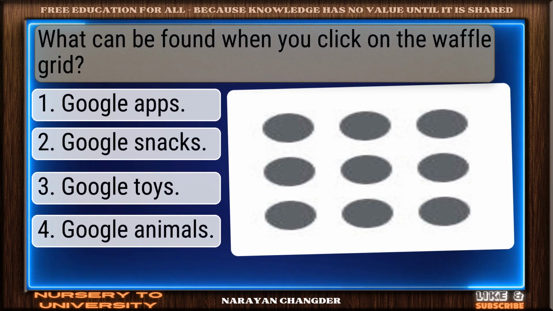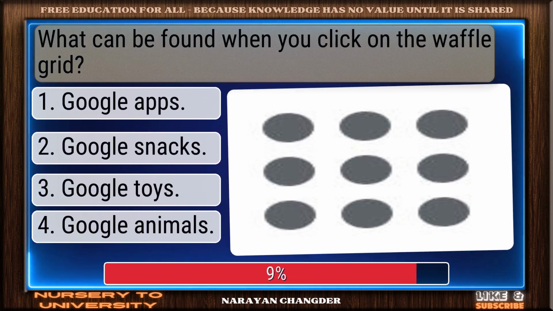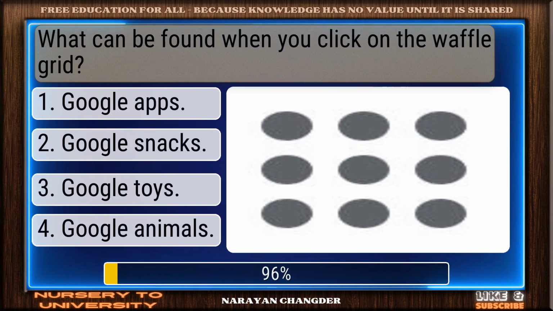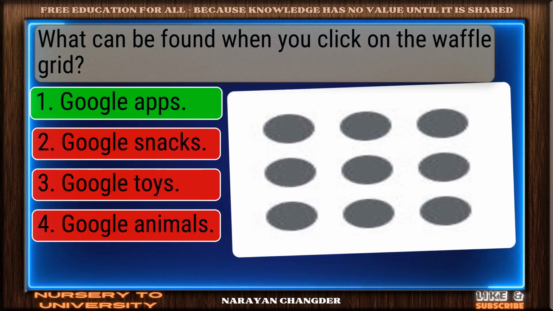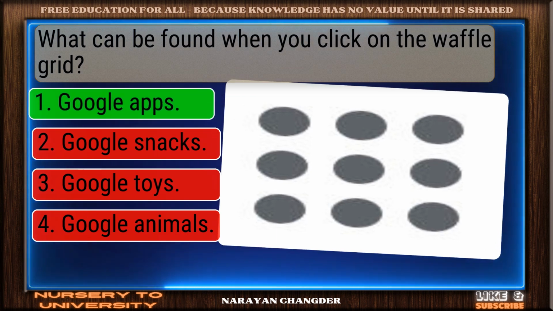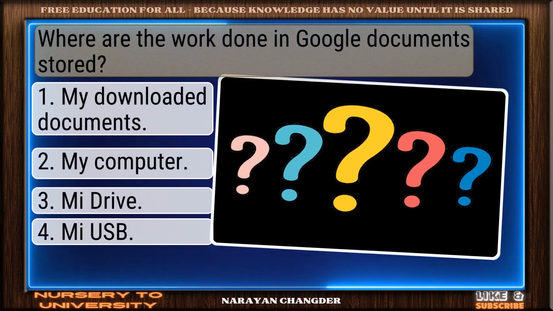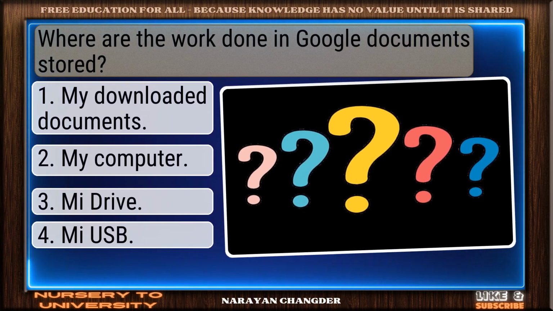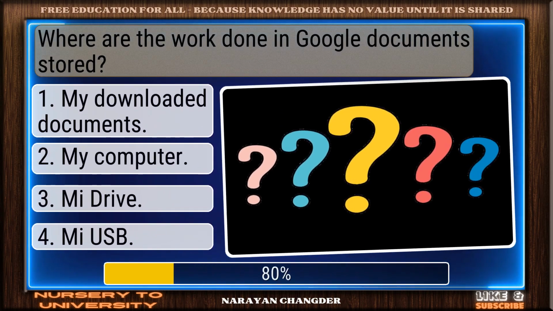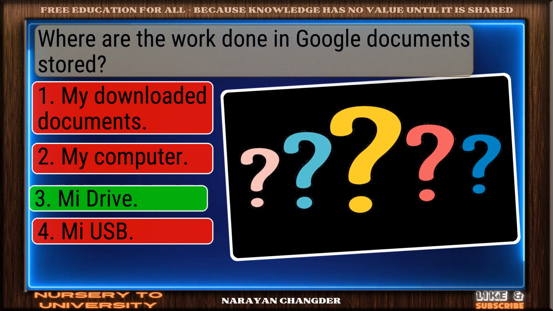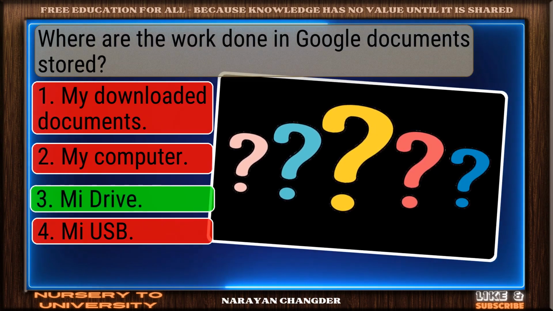What can be found when you click on the waffle grid? Nice selection. Google Apps is the correct and valid answer. Where are the work done in Google Documents stored? Correct response. My Drive is the most accurate answer.